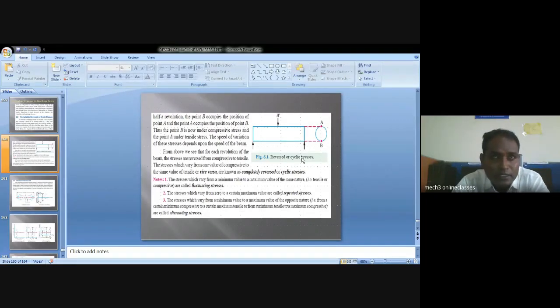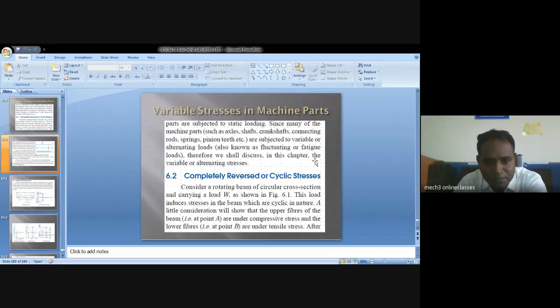To avoid that, you have to analyze the stresses acting on your body depending upon the cyclic loading acting on it. That is very important. Clearly observe that a rotating beam is taken, which is rotated in the machine, and a load is acting in the vertical downward direction.